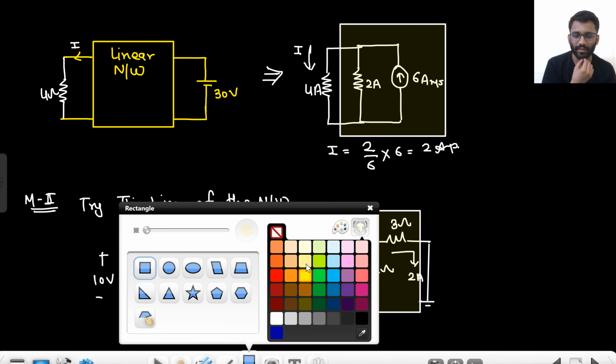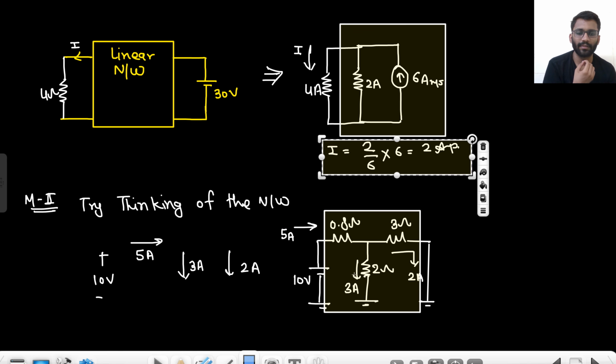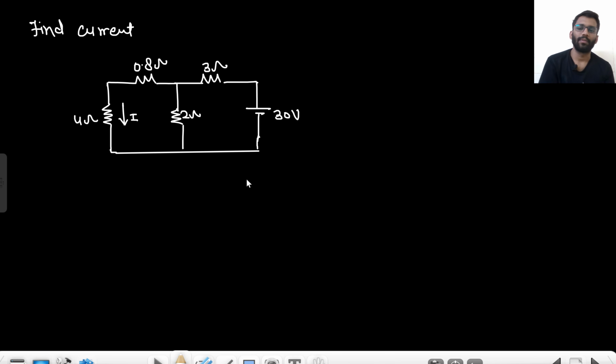Actually, I forgot to put it in the box. This is my final answer, right? So by simple network analysis, you can find the value of I. It would become 2 ampere. Solve it on your own. This is a very easy question, not very tough.